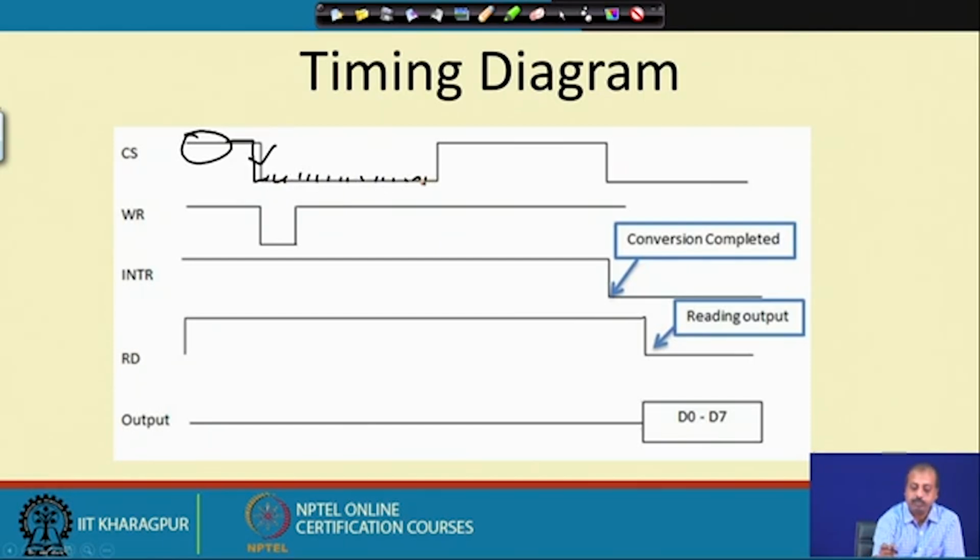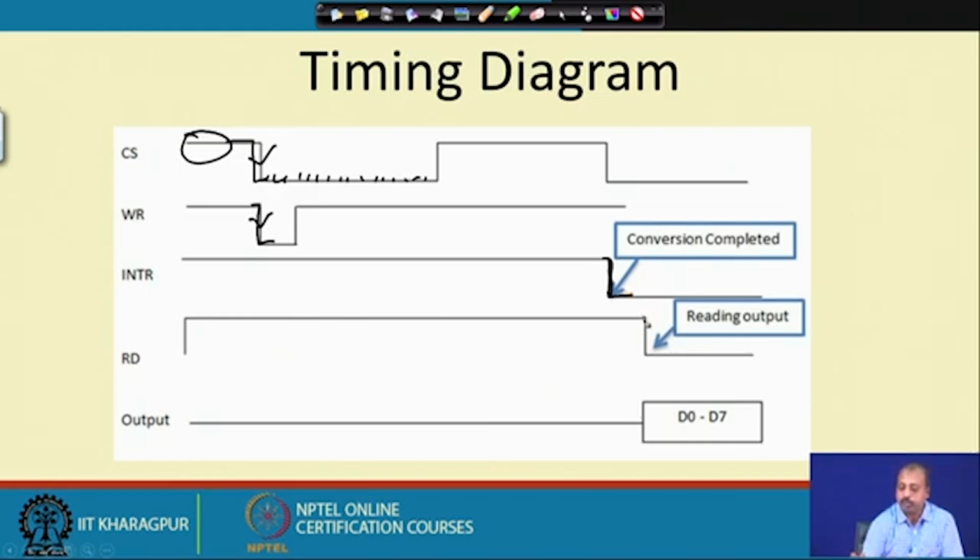Then we give a pulse on the write line. It makes a transition from high to low. At that time, whatever the analog value is, that will be sampled and taken for conversion, and then it will do the conversion. When the conversion is over, it generates the INTR line. This interrupt line makes a transition from low to high to low. That way the conversion is complete.